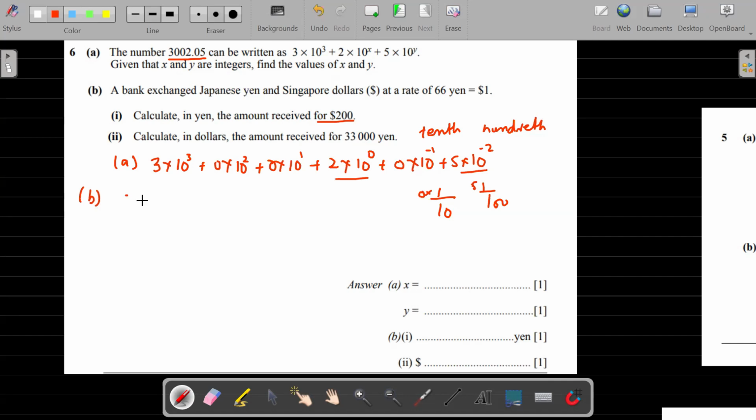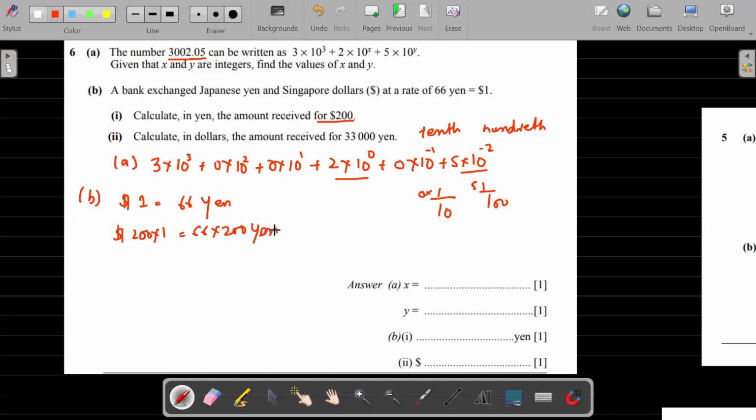Again, the exchange rate is $1 is equal to 66 yen. So I have to convert $200. I told you before that the thing which we are going to convert or exchange according to currency, we need to make it one. So it is already one over here. So simply I'm going to multiply it with 200 on both sides.